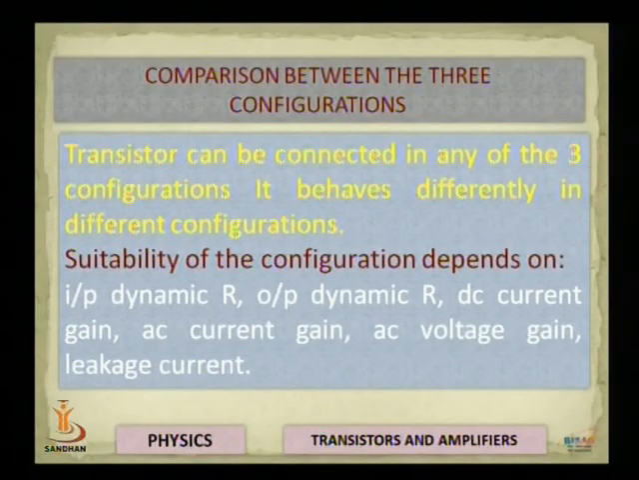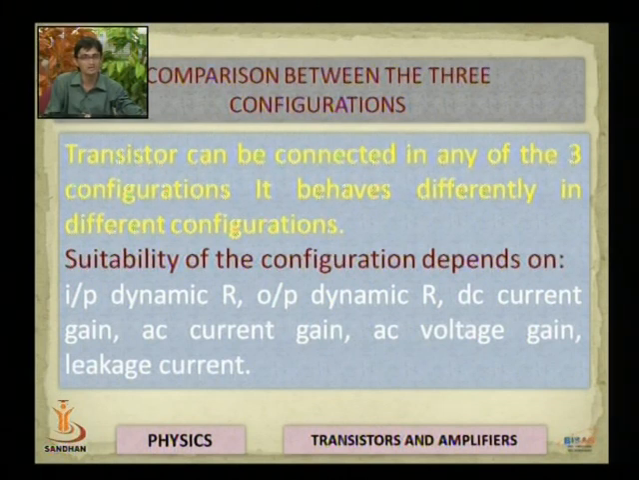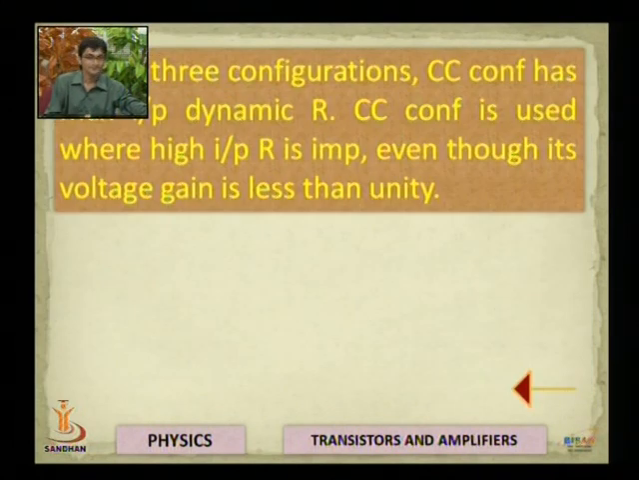Now the comparison between the three configurations. A transistor can be connected in any of the three configurations, and it behaves differently in different configurations. Basically we have three configurations: common base, common collector and common emitter. But which configuration is best suited for a given application depends upon the type of application and the requirement of what we need.